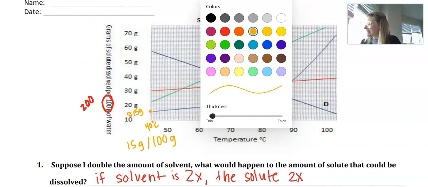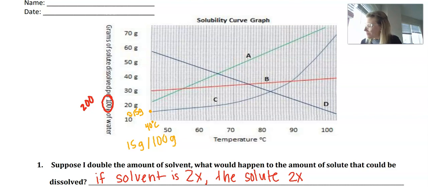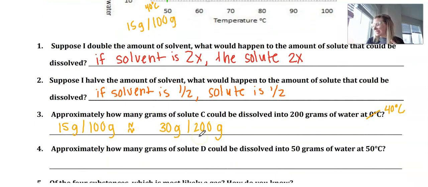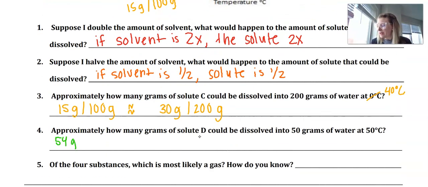So looking at solute D at 50 degrees, reading upward here, we're going to fall right about here. I'm going to say that's approximately 54 grams, again, per 100 grams of water. So looking again at solute D, we had 54 grams per 100 grams, and therefore we are looking at approximately half of that for 50 grams, or about 27 grams. Again, there's a range, so if you were off by 1 gram or so, that's totally fine. There is a range of answers that are usually accepted here.